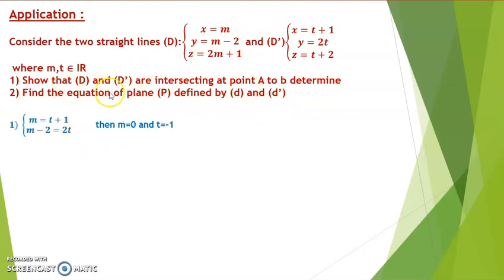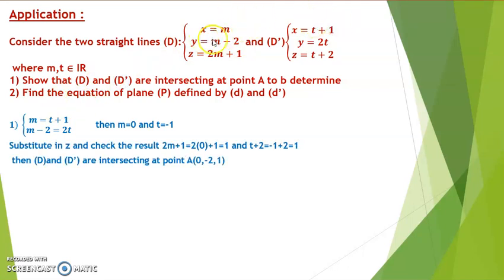First question, we need to find the coordinates of A, the intersection of D and D prime. We need to solve a system of equations, x equal x and y equal y. Then m equal to 0 and t equal minus 1. Substitute the values of m and t in the remaining equation and check the result.